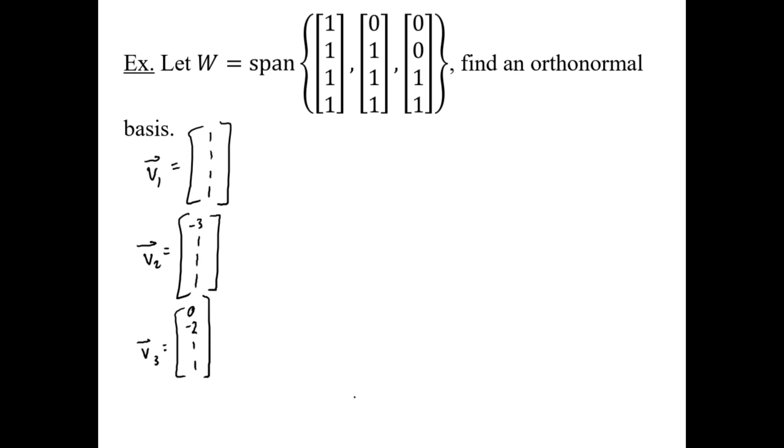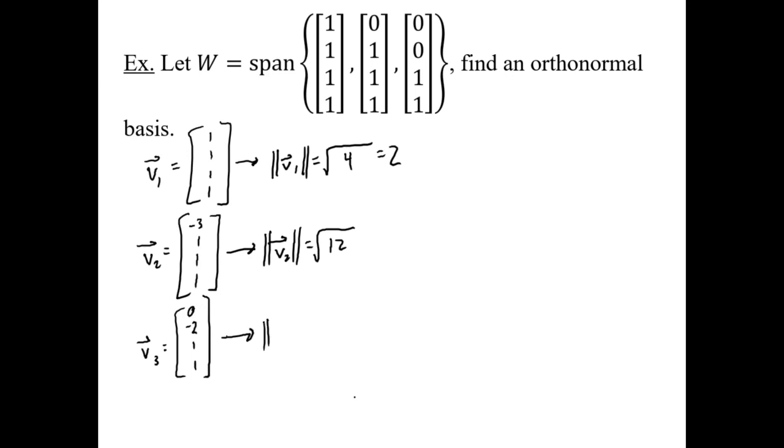Anyway, back to our orthonormal basis, we need to find the magnitude of each of these. So the magnitude of v1 would be the square root of 1 plus 1 plus 1 plus 1, which is square root of 4, which is just 2. The magnitude of v2 would be the square root of 9 plus 1 plus 1 plus 1, square root of 12. And you can simplify that a little bit, but there's not much point. And then the magnitude of v3 would be the square root of 0 plus 4 plus 1 plus 1, which is the square root of 6.